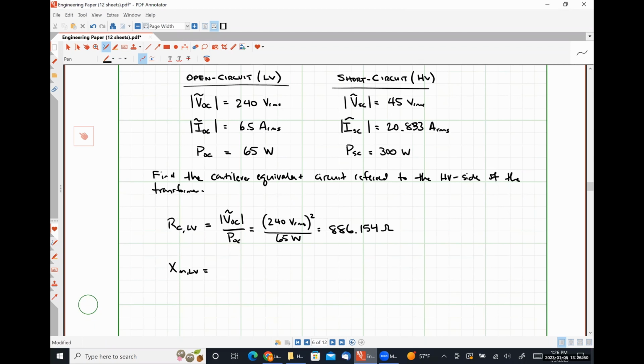My magnetizing reactance on the low voltage side is again given by an equation that we just came up with a moment ago: 1 over the square root of the quantity open circuit current divided by open circuit voltage, squared, minus the quantity 1 over RC, squared. Substituting in the numbers, this gives us 36.955 ohms of reactance. Both of these are referred to the low voltage side.